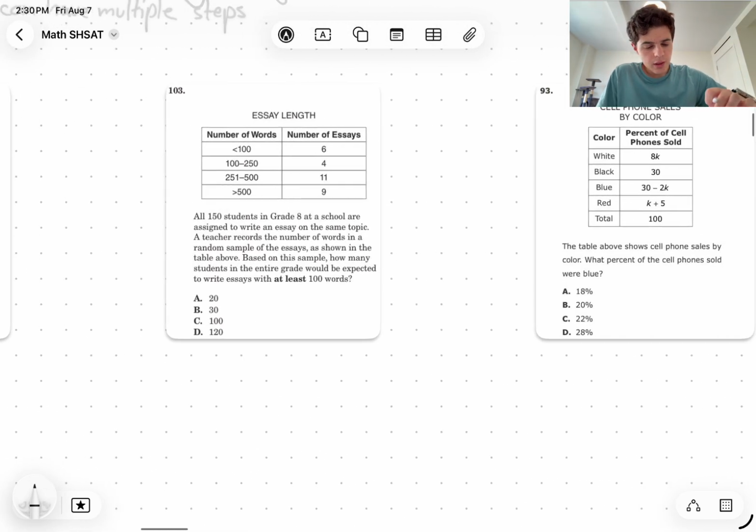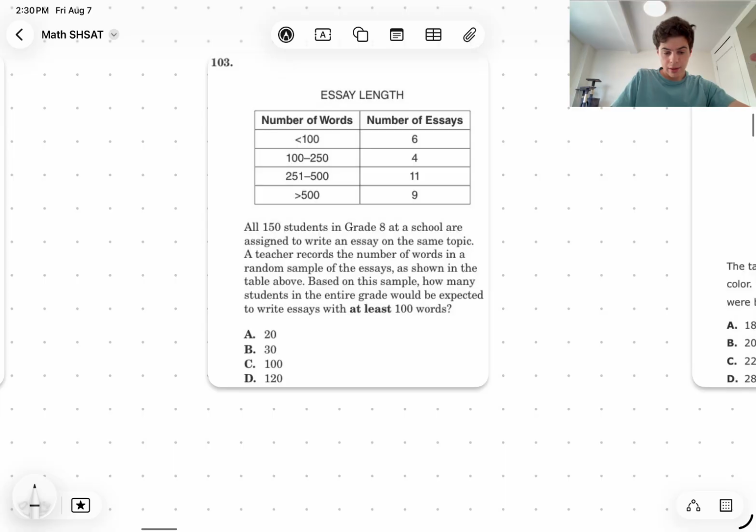Okay, now we have our next question. Essay length. Here we have a chart with number of words: less than 100, between 100 to 250, 251 to 500, and more than 500. All 150 students in grade 8 at a school are assigned to write an essay on the same topic. A student records the number of words in a random sample of essays, as shown in the table above.